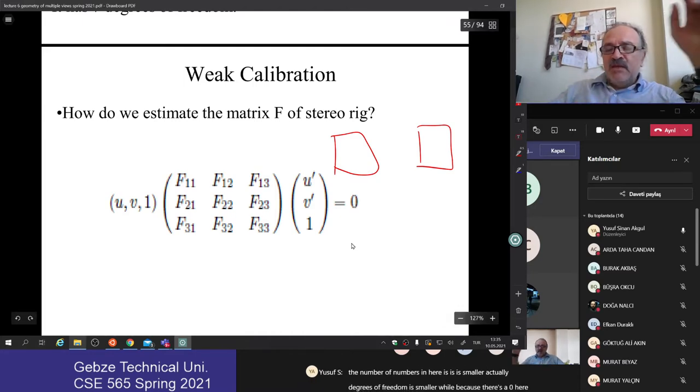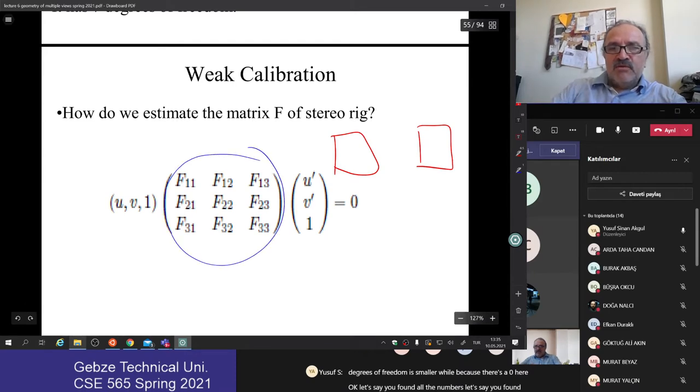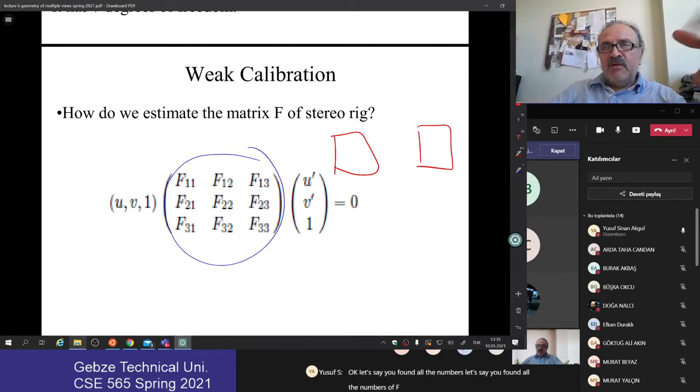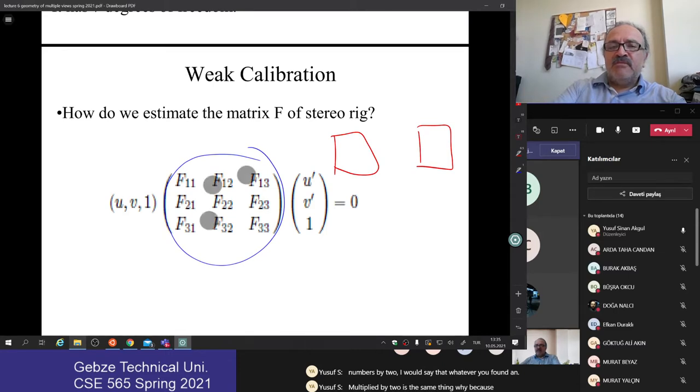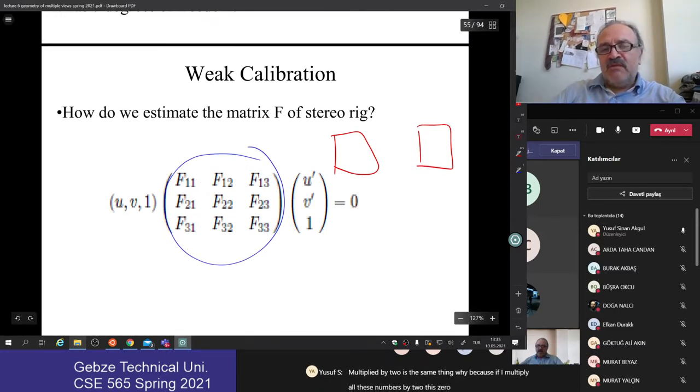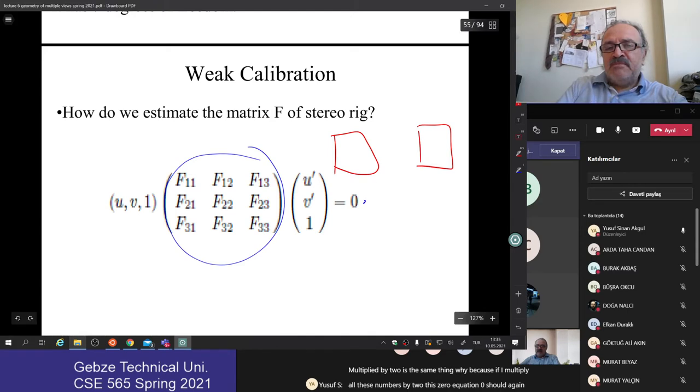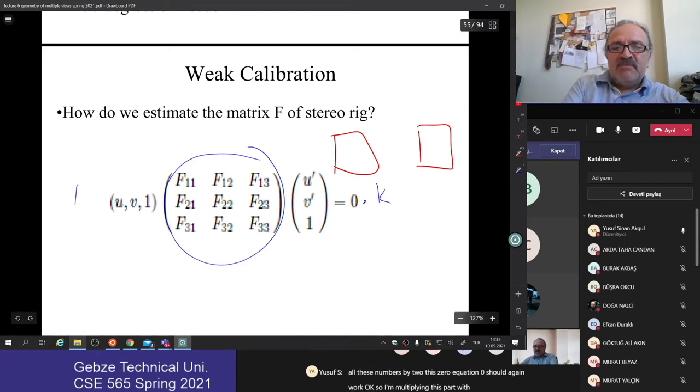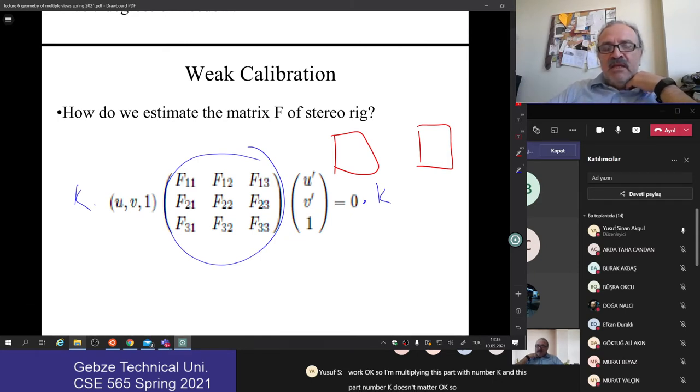Okay. Let's say you found all the numbers of F. You are telling me that okay, these are my numbers. Then if I multiply all those numbers by two, I could say that whatever you found and multiplied by two is the same thing. Why? Because if I multiply all these numbers by two, this equation zero should again work. Okay, so I am multiplying this part with number k and this part with number k. Doesn't matter. So you don't need nine numbers for these.